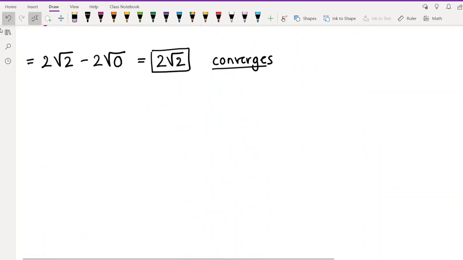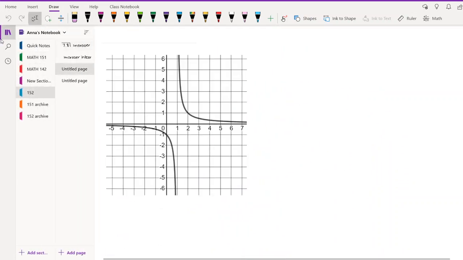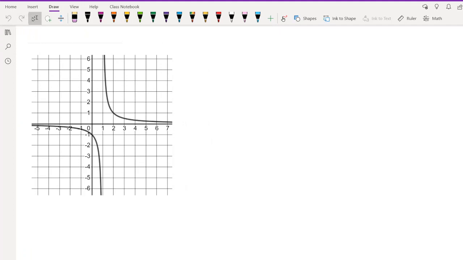Okay, so we're going to look at another example. This is one that I think is a little trickier because it's a hidden improper integral. This is the function f of x equal to 1 over x minus 1.